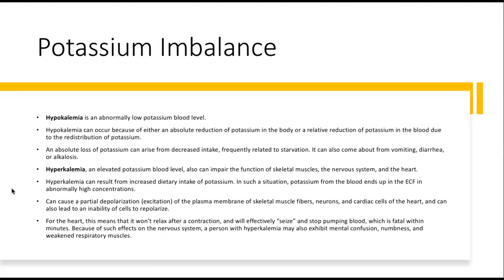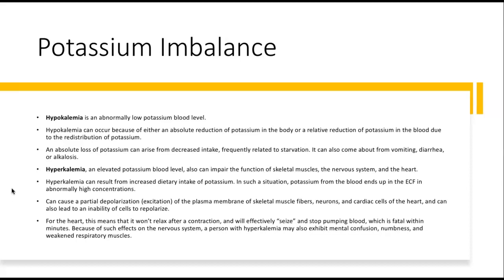Okay, so if we have a potassium imbalance, the first is hypokalemia, which is an abnormally low potassium blood level. That can occur either because of an absolute reduction of potassium in the body or a relative reduction of potassium in the blood due to the redistribution of potassium. An absolute loss of potassium could arise from just decreasing the intake in your diet, which happens frequently due to starvation, and it can also come about from vomiting, diarrhea, or alkalosis. On the other end of the spectrum, we have hyperkalemia, an elevated potassium blood level, and that can also impair the function of skeletal muscles, the nervous system, and the heart.